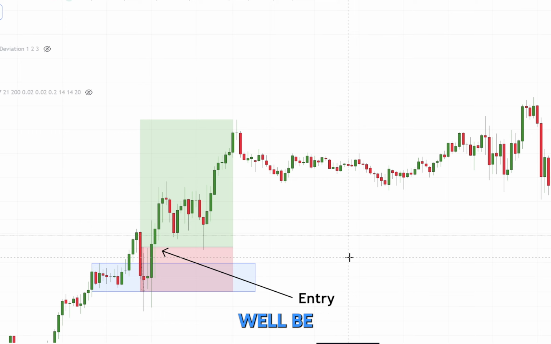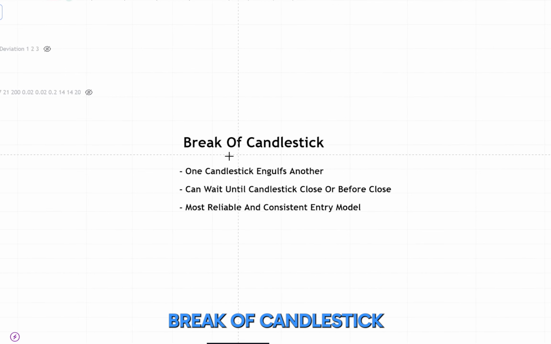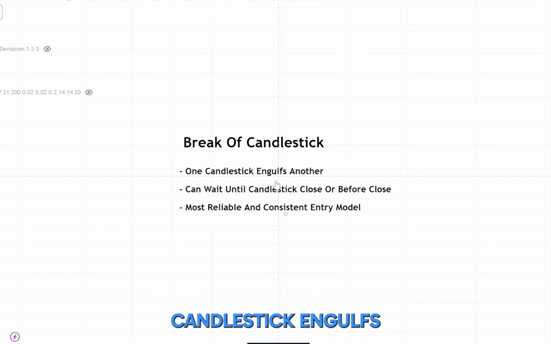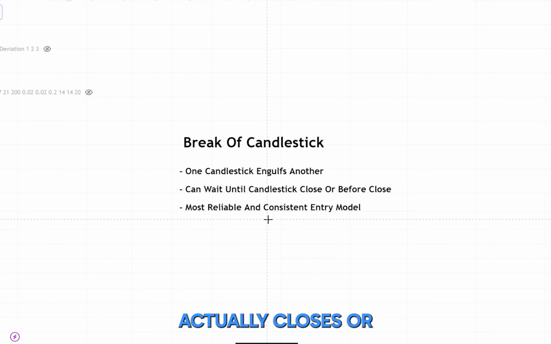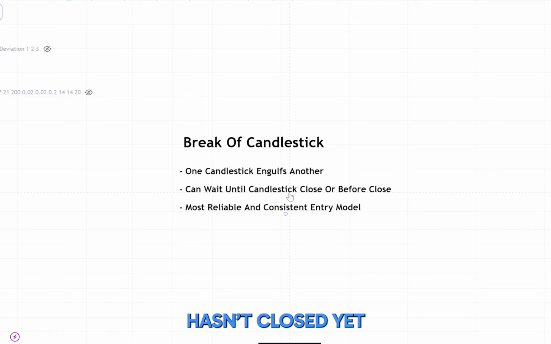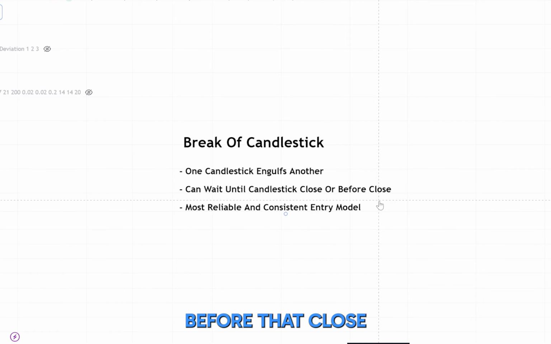In this video, we'll be taking a look at the easiest entry models that you can use for any strategy. Now, the first type of entry that we will be going over is a simple break of candlestick. This is when one candlestick engulfs another candlestick fully. We can wait before the candlestick actually closes, or if the candlestick hasn't closed yet on our time frame, we can get in before that close.